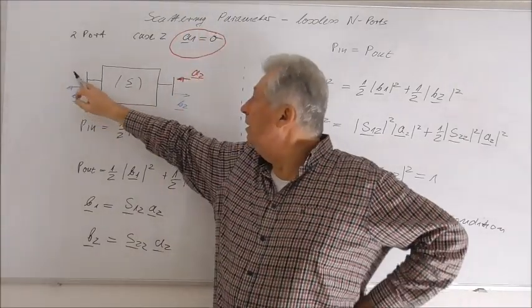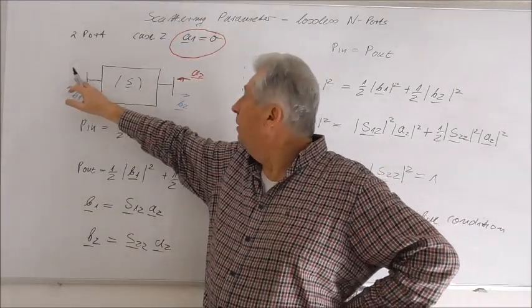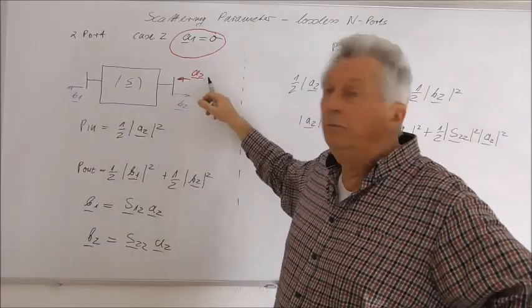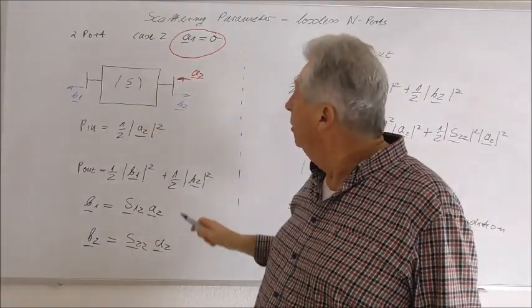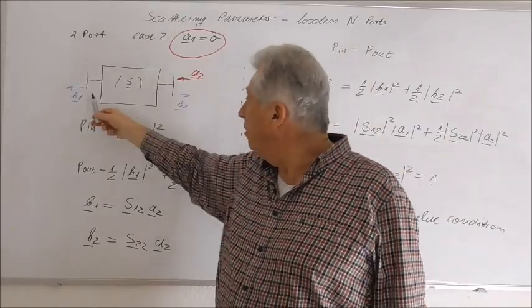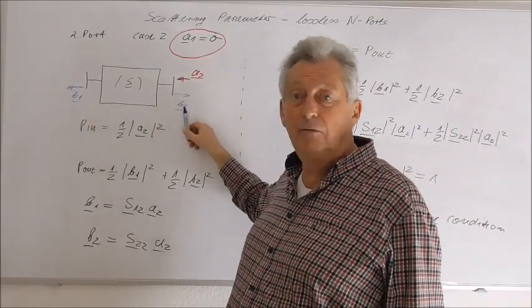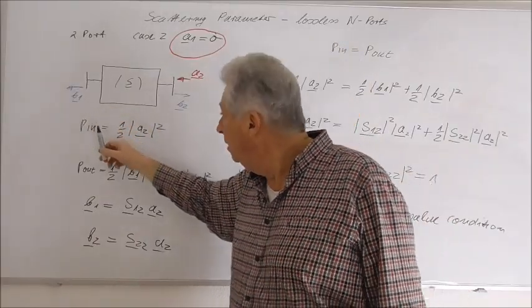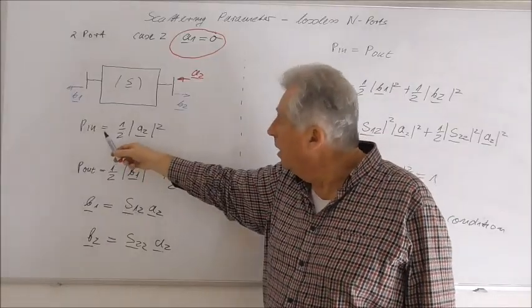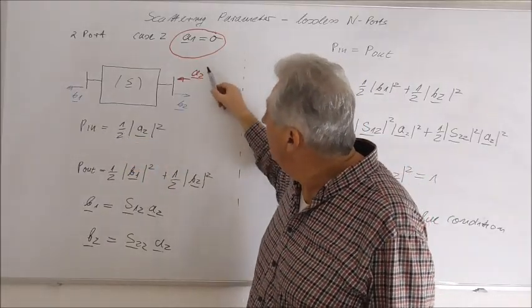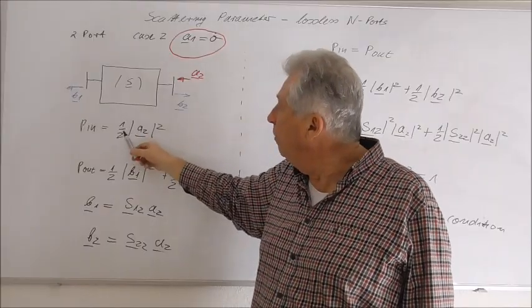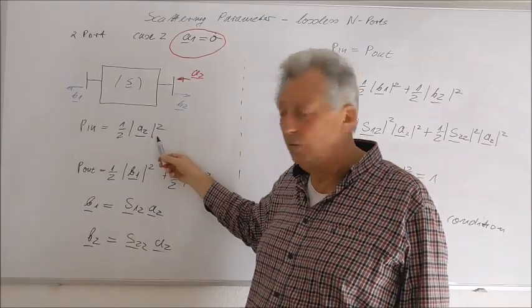So you see here in the drawing A1 is missing, and only the wave amplitude A2 will enter our two-port. But as a result, we will also have a reflected wave and a transmitted wave. In our case, P in is now given by this phase amplitude: we have 1/2 |A2| squared.